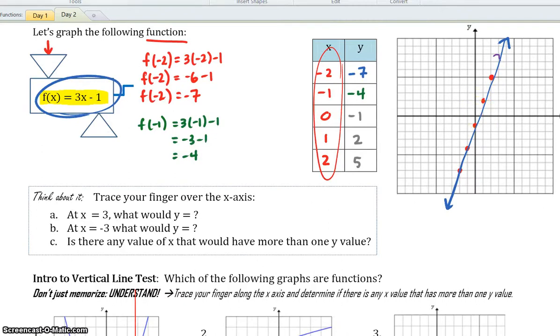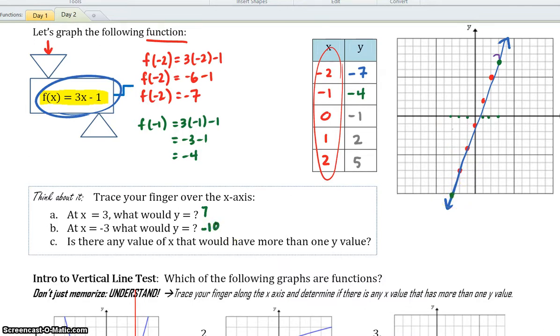So let's think. Let's go to our graph and say when x equals 1, 2, 3, here's x equals 3, what does it appear that y equals? Well, 1, 2, 3, 4, 5, 6, looks like 7. Alright, at x equals -3, let's count it. 1, 2, 3, what would y equal? 1, 2, 3, 4, 5, 6, 7, 8, looks like about 10, alright?